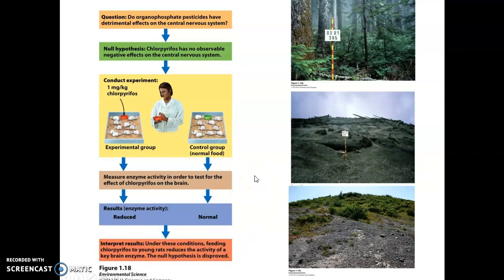So that's a pretty good experiment because it gives us a really good idea. It doesn't tell us everything. For example, that's the effect on mice. Is it going to have the same effect on birds?